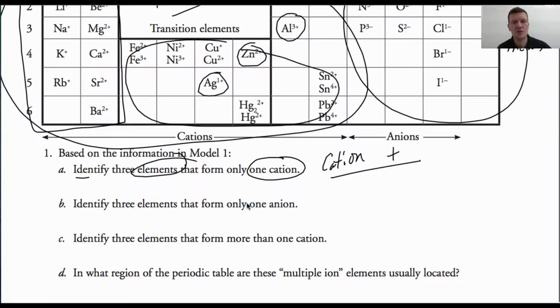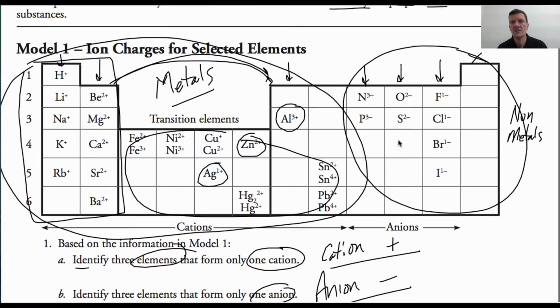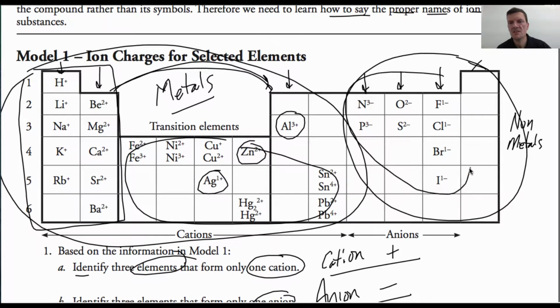Identify 3 elements that form only one anion. Anion is a negatively charged particle. So over here, you could name any one of these on the right side of the periodic table. These are all nonmetals, and those always form the same charge on their ions. This halogen group right here, always -1. Oxygen group, always -2. Nitrogen group, always -3.